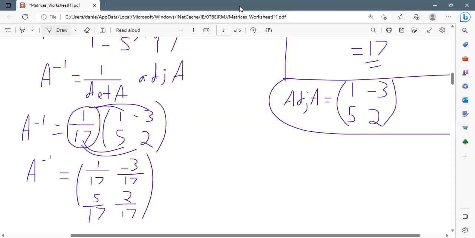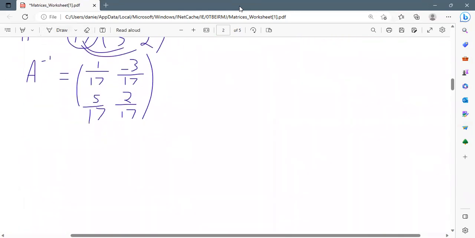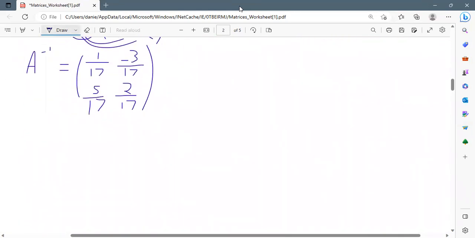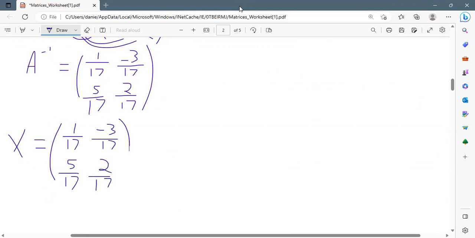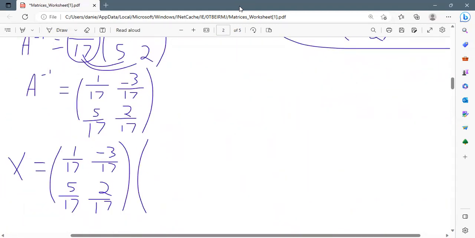So now, if you remember, we now have A inverse. So to get X, we just need to multiply A inverse by B. So let's go do that. So we have X is equal to A inverse, which we just found: 1 over 17, minus 3 over 17, 5 over 17, 2 over 17. Multiply that by B, which was 5, 13.